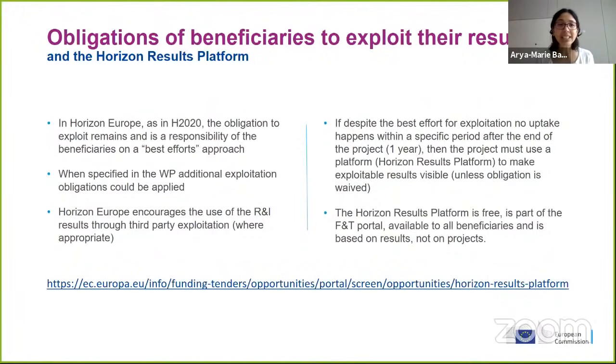In some cases, the exploitation obligations may be a bit stronger, for instance, for EIC projects, because it's very focused on innovation. We also encourage the third party, as I mentioned. And the novelty is that if after 1 year you have not managed to exploit your results, it's fine, but then please publish them on the Horizon Results Platform, because as I said, it will give you more visibility and it will increase their chance to be taken up by somebody else. The platform is free and you will have a demonstration later on. Next slide, please.